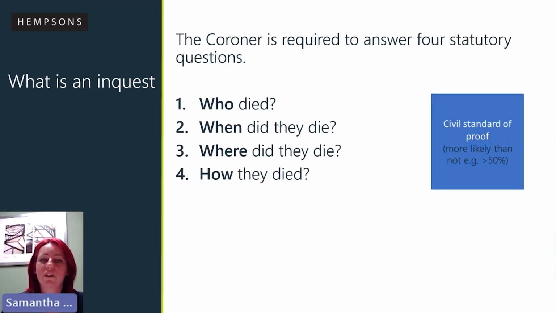Okay, so the coroner is required to answer 4 statutory questions, and that is who died, when did they die, where did they die, and how they died. And this makes up what we call the scope of the inquest. So when you hear what's within the scope of the inquest, it's really what forms the answers to those 4 questions.